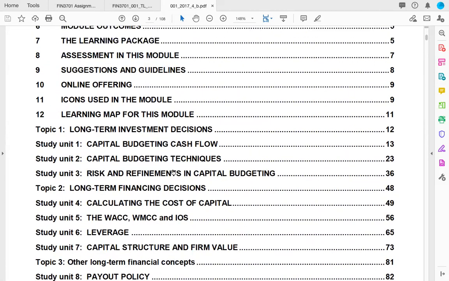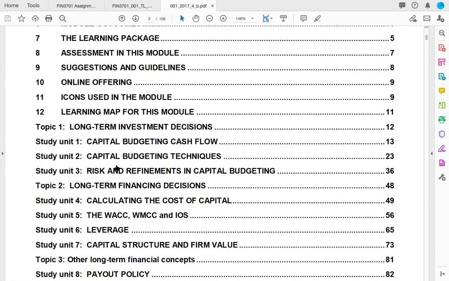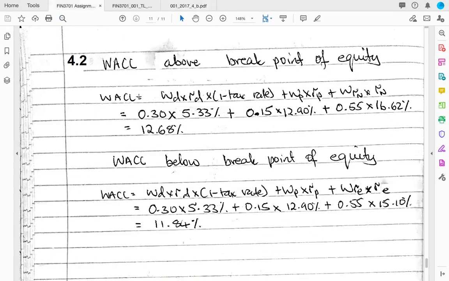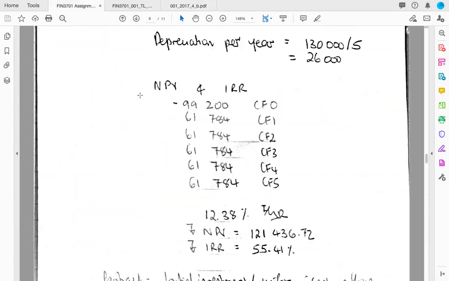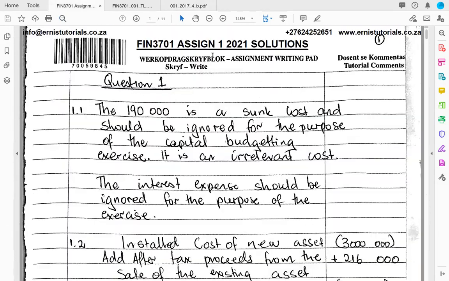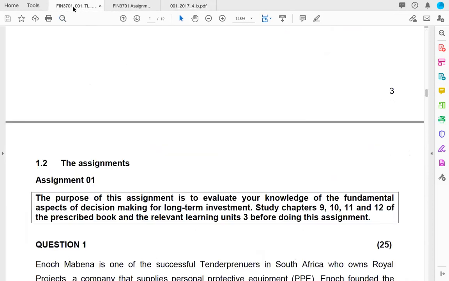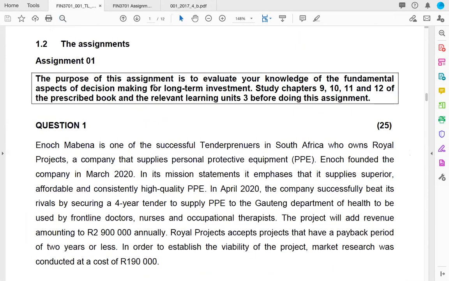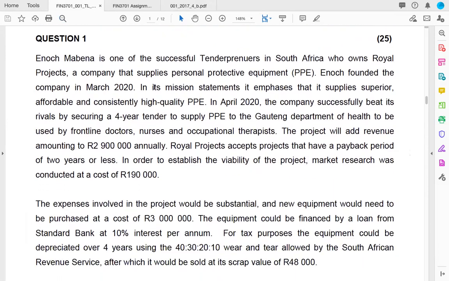And the unique thing about this module is that different parts of the module can be asked together in one question, like it can all be combined. So you just need to be familiar with how questions can be asked. And the best way to get good at FIN3701 is to practice a lot of questions. So I'm just going to take you through the assignment 1 solutions for 2021 for FIN3701. Okay, so let's start looking at question number 1.